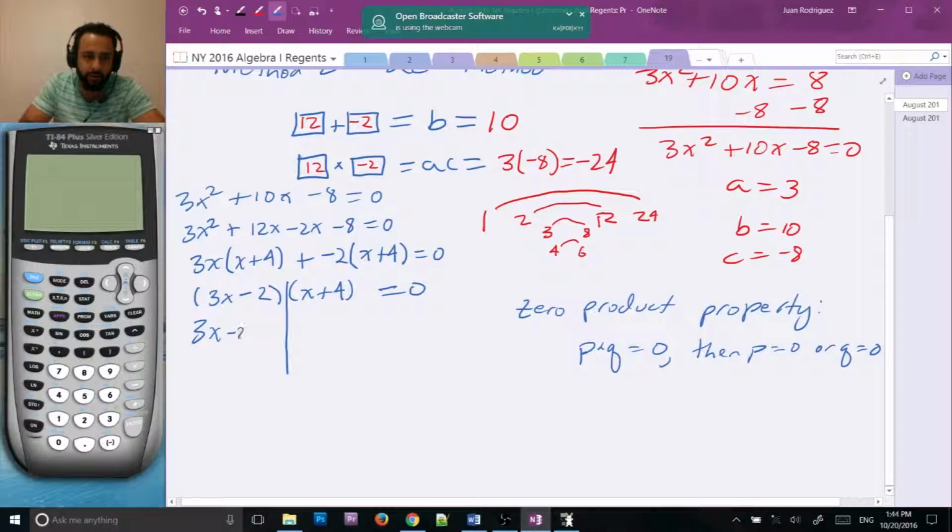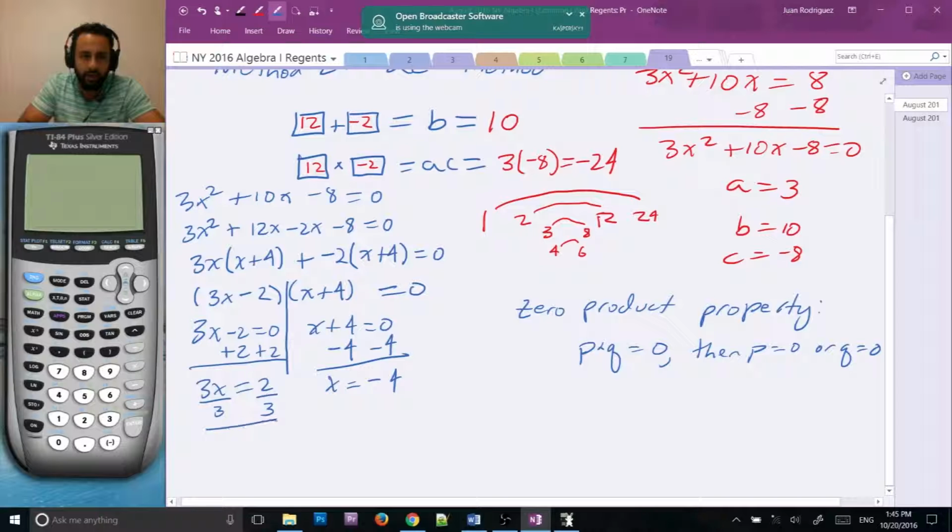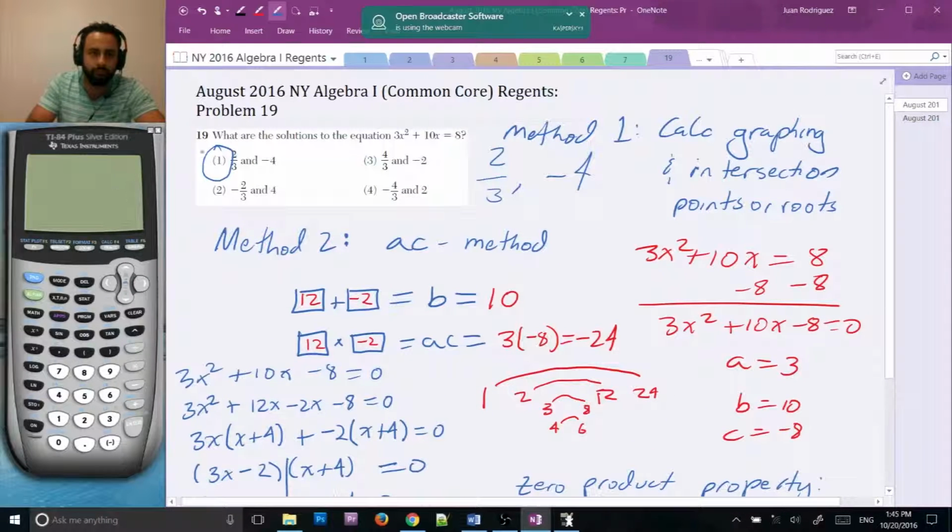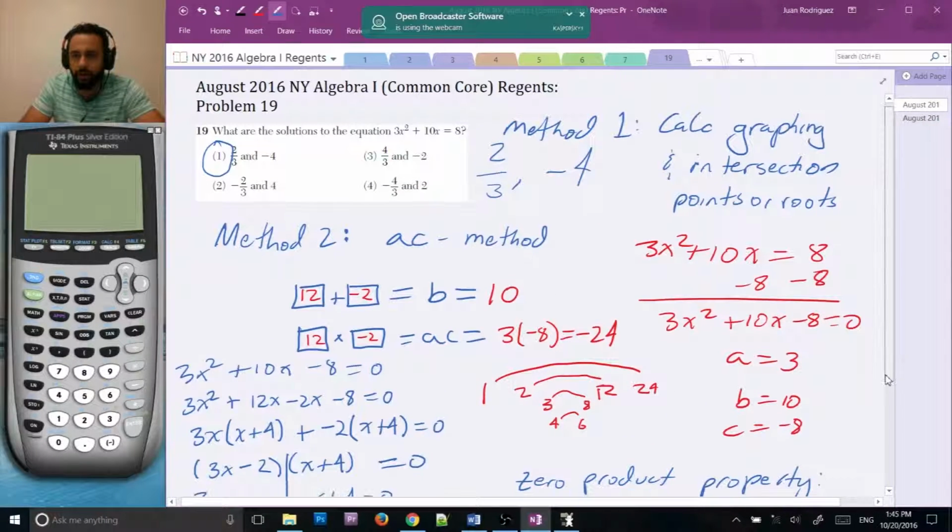So 3x minus 2 equals 0, or x plus 4 equals 0. And we solve these separately. Minus 4, you get x equals negative 4. And then here you get plus 2, and 3x equals 2. Divide by 3, and you get x equals 2 over 3. And those are your answers. Those are your answers, that I believe is choice 1. Okay? So, as we said, that's what it is.